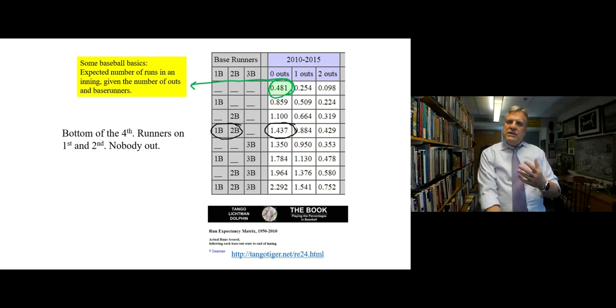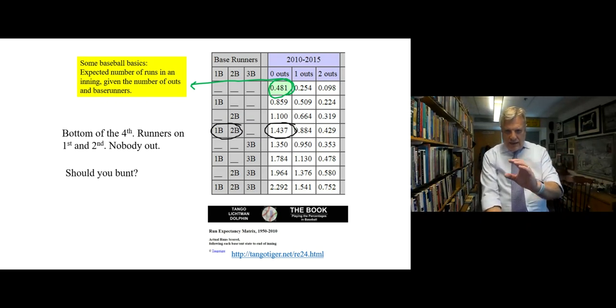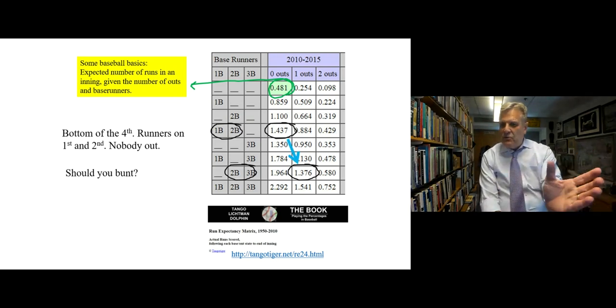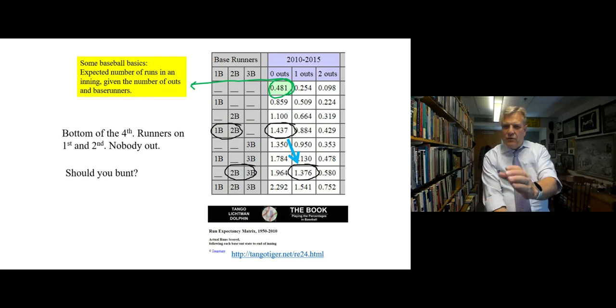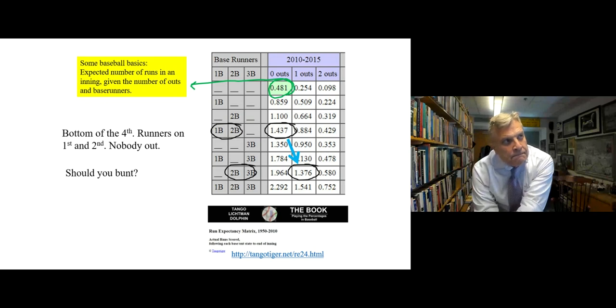So if you're facing a strategic situation in the bottom of the fourth, and there are runners on first and second and nobody is out, the question is, should you bunt? We know from the probabilities that if you have a successful bunt, you give up an out and move the runners over to second and third, you actually decrease the probability of scoring a run in that inning. That's kind of interesting, right? It's a little bit of a side story, but maybe not, because the game of getting voters to the polls has this kind of precision.